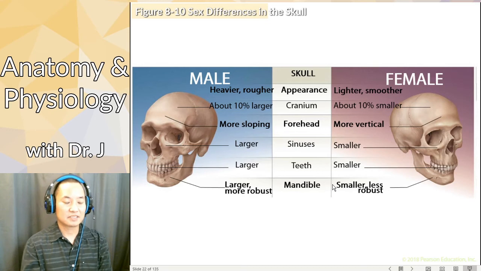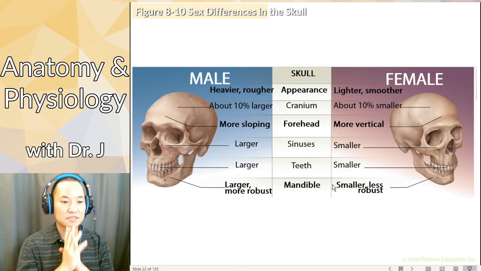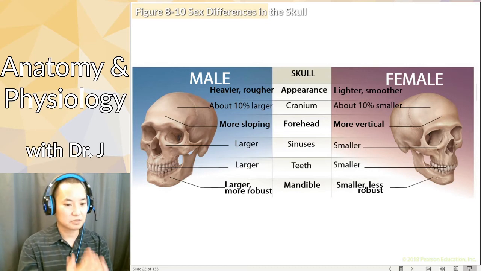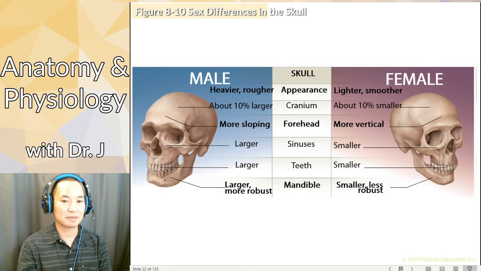And speaking of that, let's talk about general sex differences. Now, sex differences in the skull, it's really hard to tell from the pictures in Martini and on OpenStax. I think it's really hard to tell sex differences between a male and female skull if you don't actually have a skull itself.